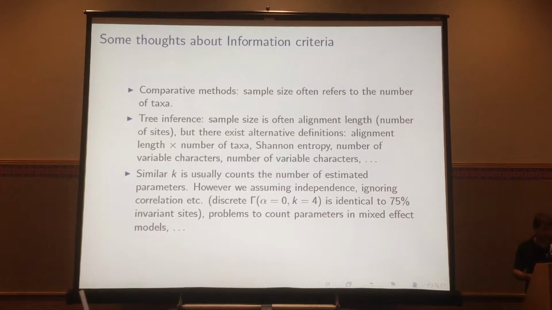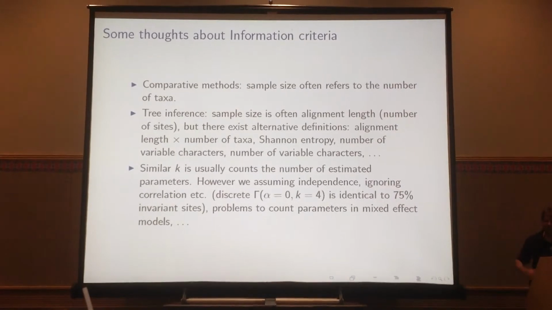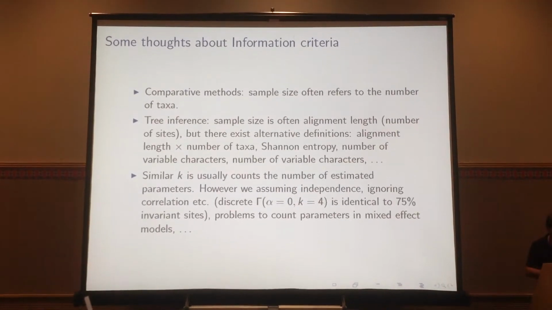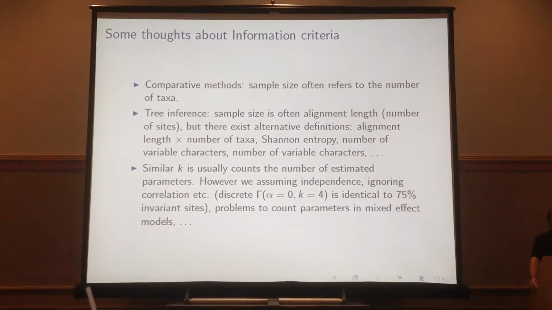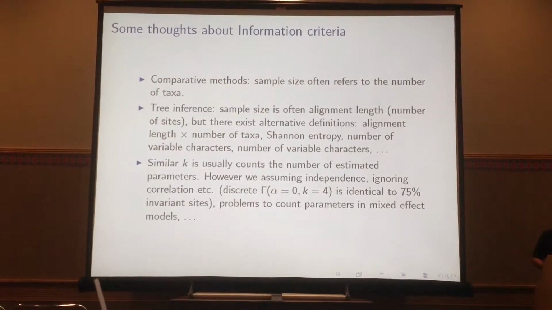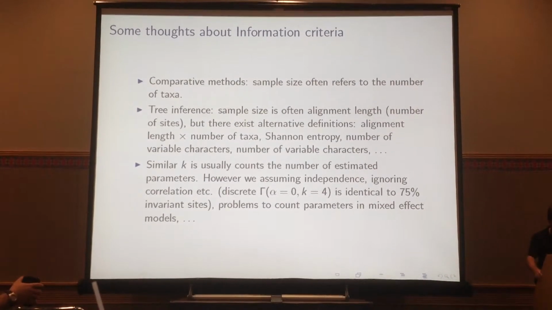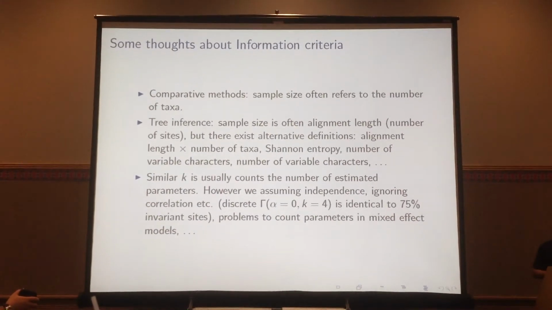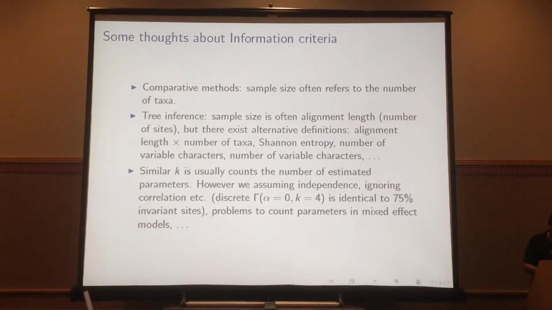The problem is that in comparative methods, we would refer to the sample size mostly as the number of taxa. With tree inference and model tests, there is a huge variety of options. Most of the time it's the number of sites, but it can be the number of sites times the number of taxa, which I think is what Smiga is using. You can also throw in the Shannon entropy, and there is a huge array of things which keeps you wondering if any of them is actually good.